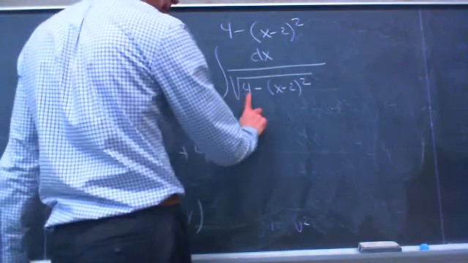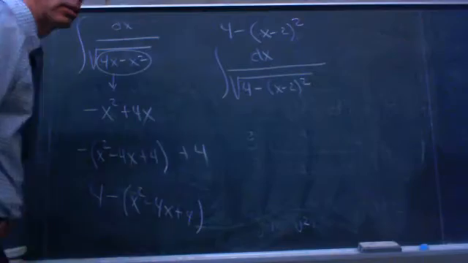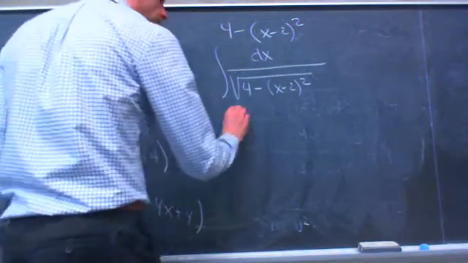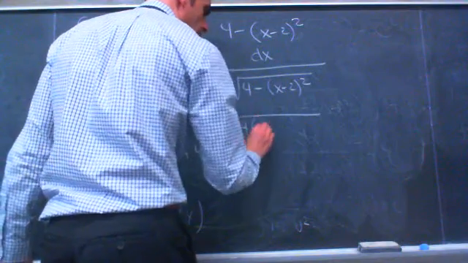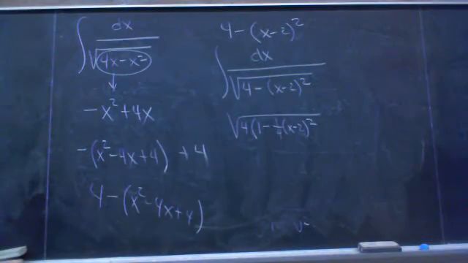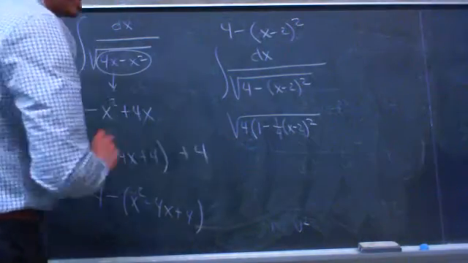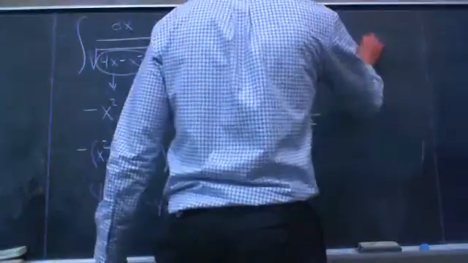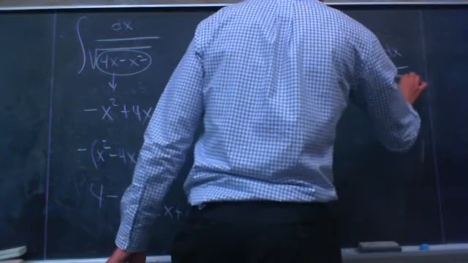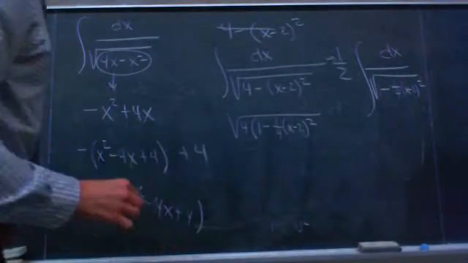This is of the type a squared minus u squared, the number minus the variable squared, which is sine inverse. I have to make this a 1. So I'm going to factor out a 4 and have 1 minus 1/4 x minus 2 squared. And then the square root of 4 is 2, and that can come on the outside. So what I'll have now is, the square root of 4 is 2, but it's in the bottom, so it's 1/2 of dx over the square root of 1 minus 1/4 the quantity x minus 2 squared.